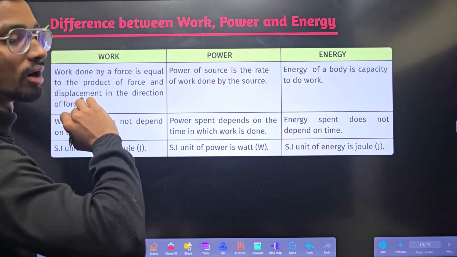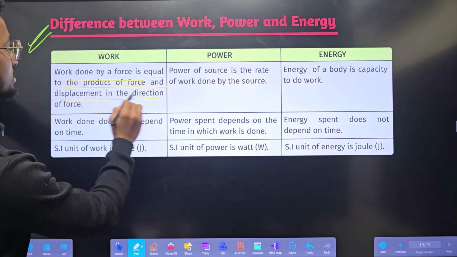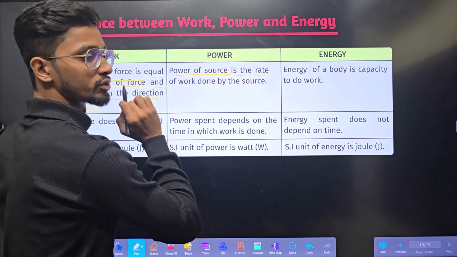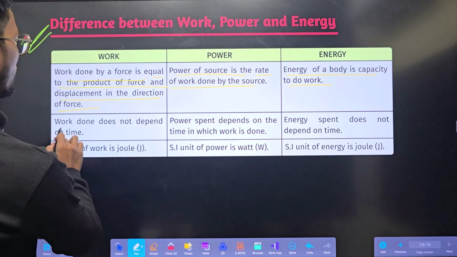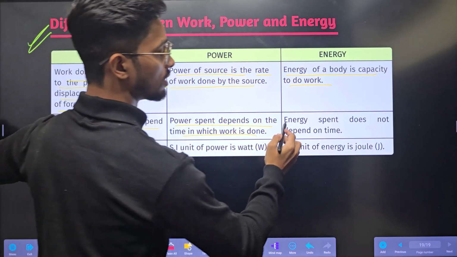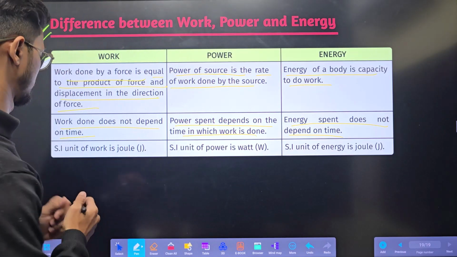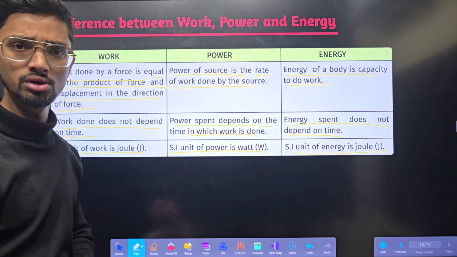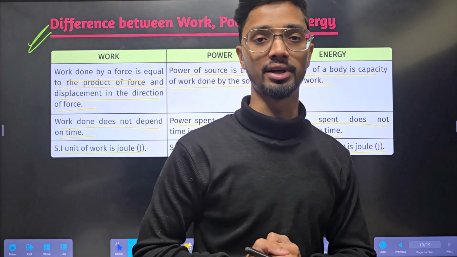The difference between work, power, and energy. Work done by a force is equal to the product of force and the displacement in the direction of force. Power of a source is the rate of work done by the source. Energy is the capacity to do work. Work and energy do not depend on time, but power depends on time. SI unit of work is joule, SI unit of power is watt, and SI unit of energy is also joule. All three are scalar quantities. None is a vector quantity.